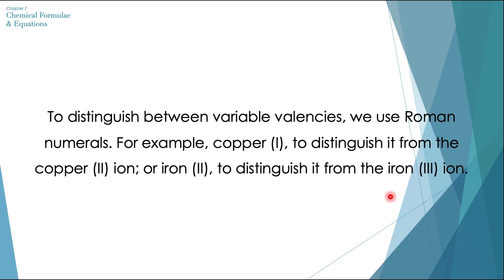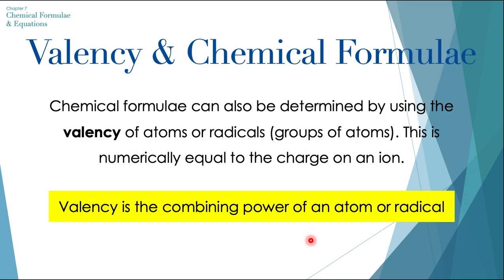Okay? So when working out the chemical formula of a compound, it is necessary to balance out the valency of the atoms or radicals present in the same way that you balanced out the charges on the ions, okay? Valency is not actually the charge. The charge is still something different from valency. But what we're saying is that the valency is numerically equal to the charge on an ion. But the two things are still different, okay?